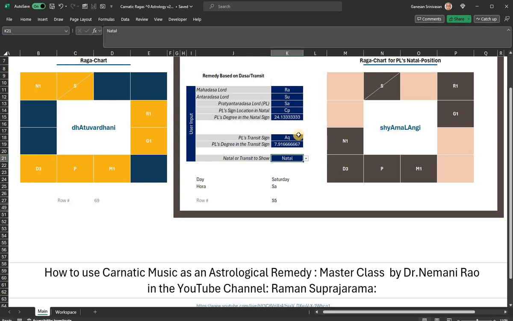He uses the 36 Melakarta Ragas if there is no Rahu or Ketu present in any of these three. Basically, the Mahadasa, Antardasa, and Pratyantara Dasa. If the nodes are not present, then he uses 36. If the nodes are present, he uses from 36 to 72. So those are taken care of by the Excel here. So one has to just enter what is the Mahadasa, Antardasa, and Pratyantara Dasa, and where it is, in which Rasi it is, and which degree it is. Then a chart is erected, and also a particular raga is brought out.